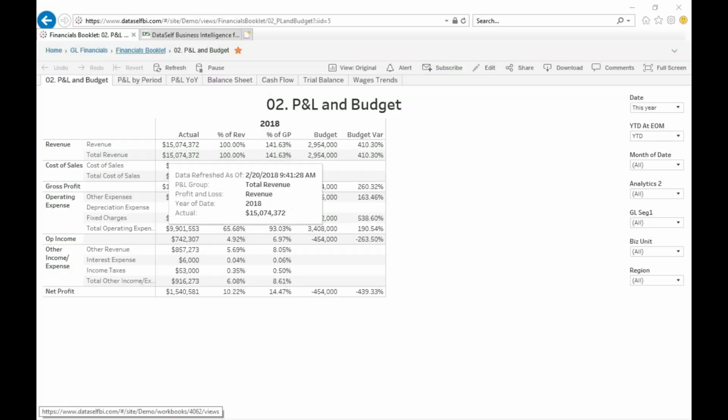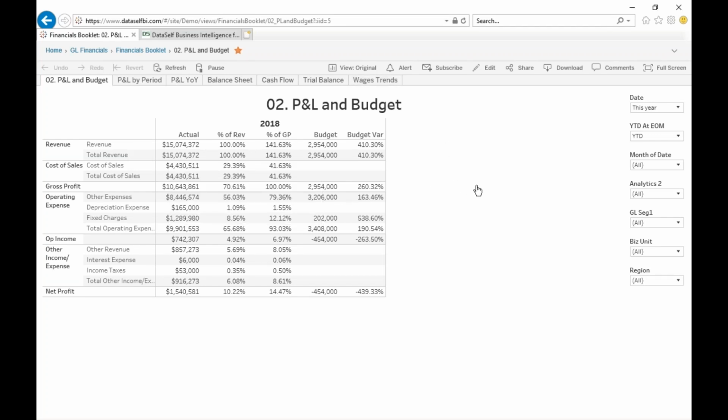This is a sample financial booklet. It contains P&L and budget information, as well as balance sheet, cash flow, trial balance, and a dashboard for wages.